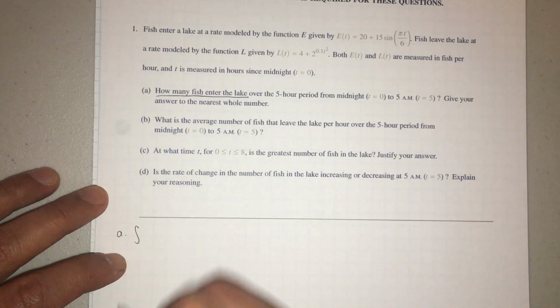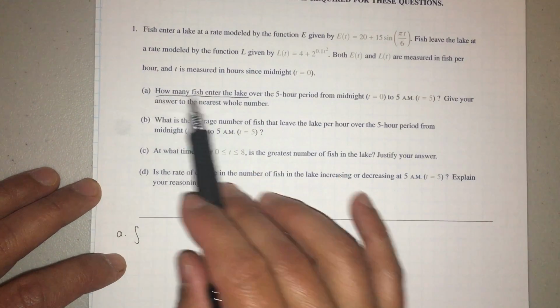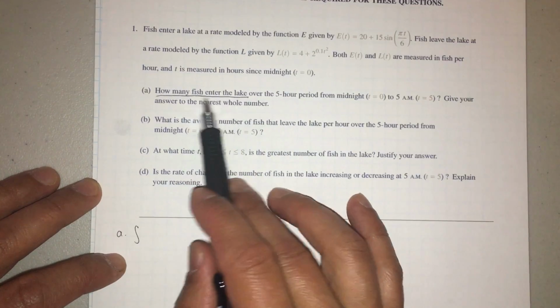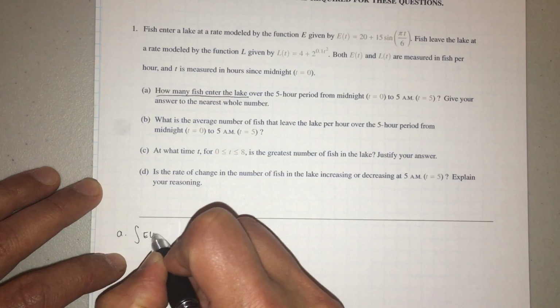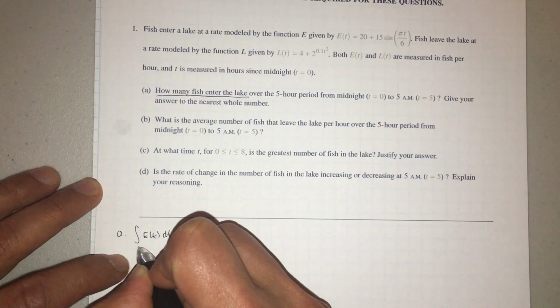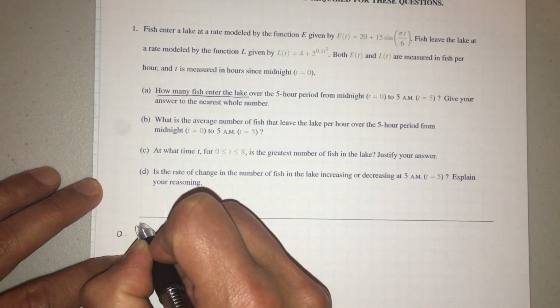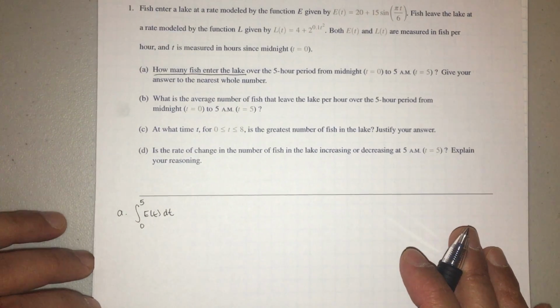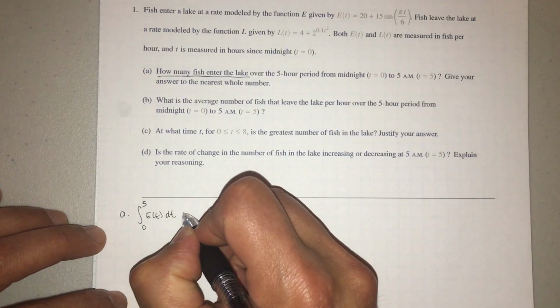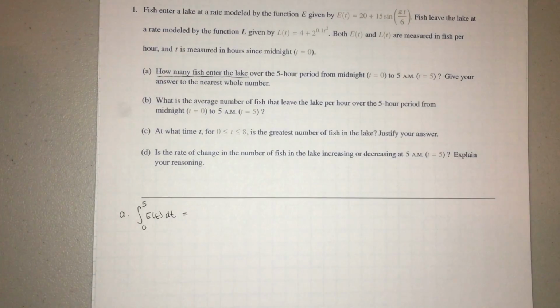You're going to integrate a rate. When you integrate a rate, you get an amount of what? The fish that enter. Which one's entering? This one right here, E of t. Boom. The integral of E of t dt from 0 to 5. And there it is. Plug that into your calculator, and you get your answer, guys.